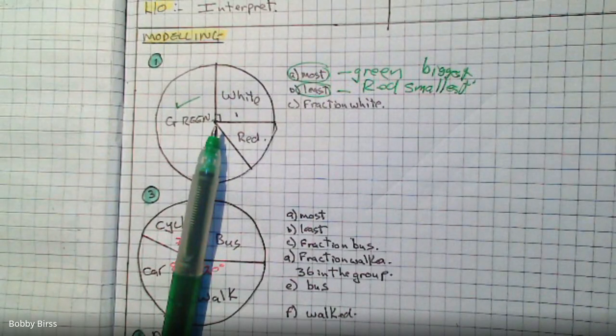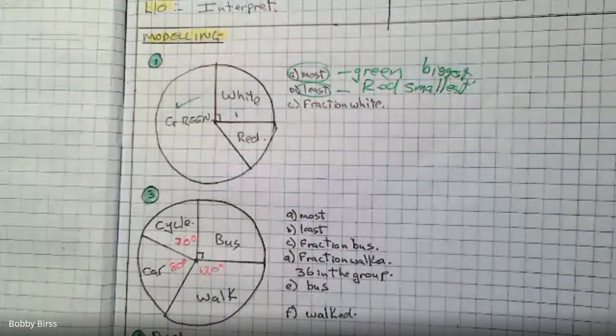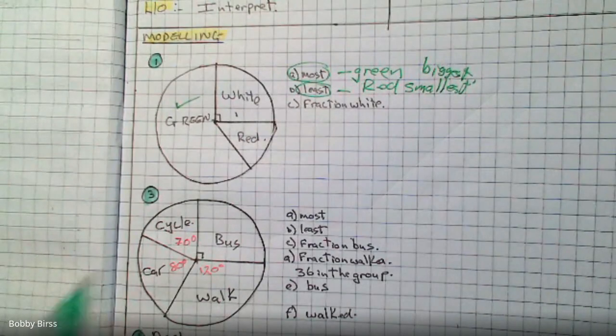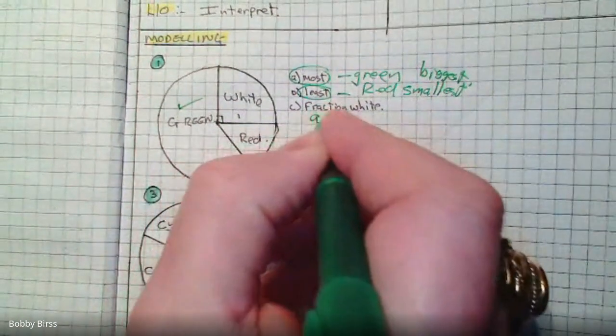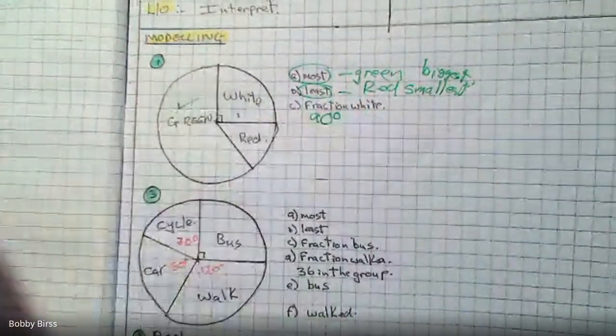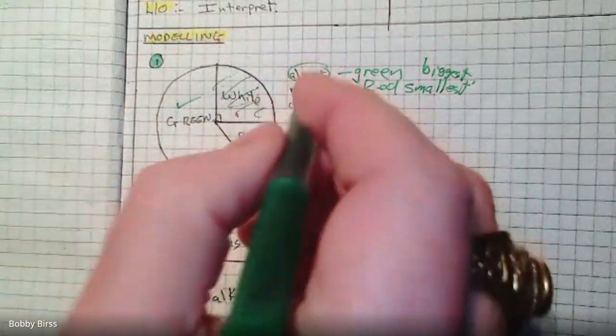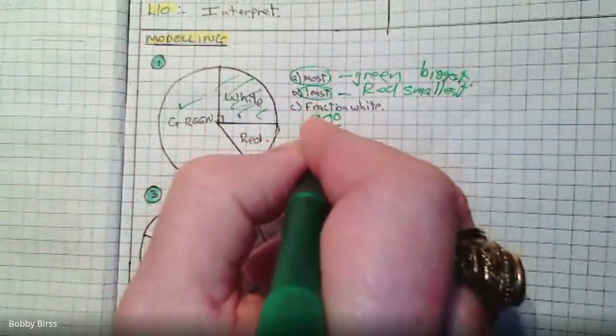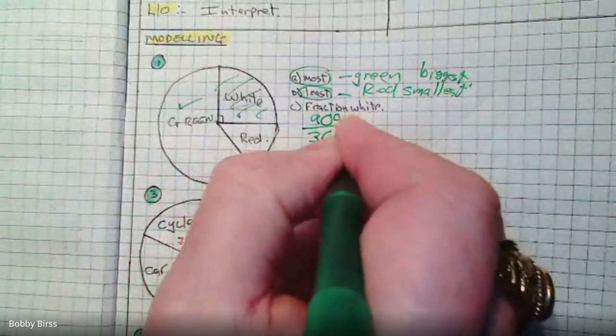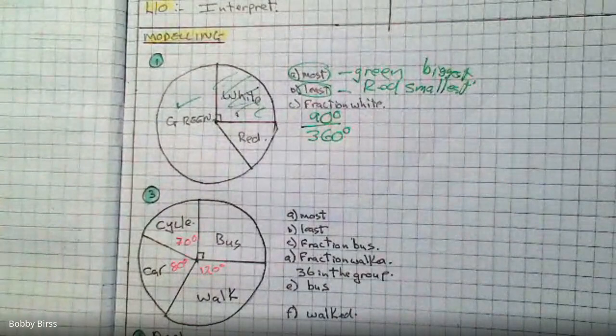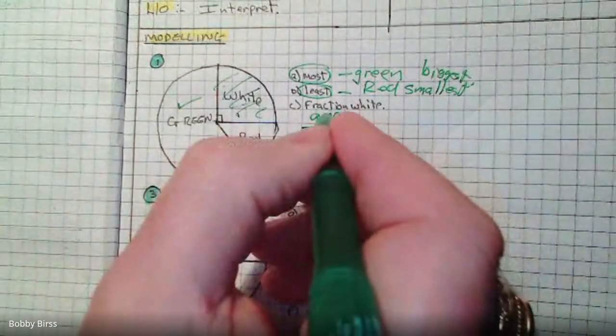I'm hearing, right, Bobby's gone straight into 1/4. Amy's gone 25%. Mr. Badley's told me it's 90 degrees. Fantastic. So how do I get from 90 degrees to 1/4 or 25%? The idea is 90 degrees is the size of the white, but it's 90 degrees out of the whole circle. So it's 90 degrees out of 360.